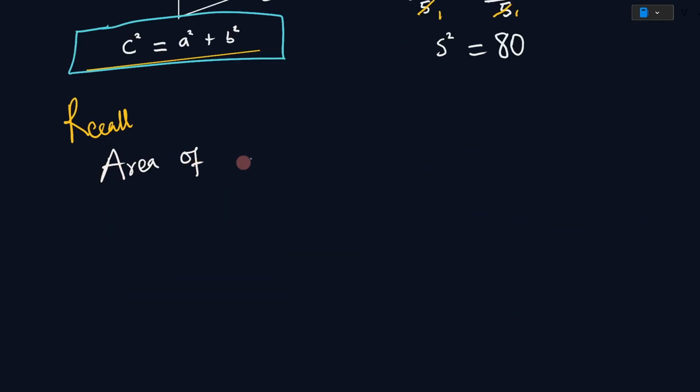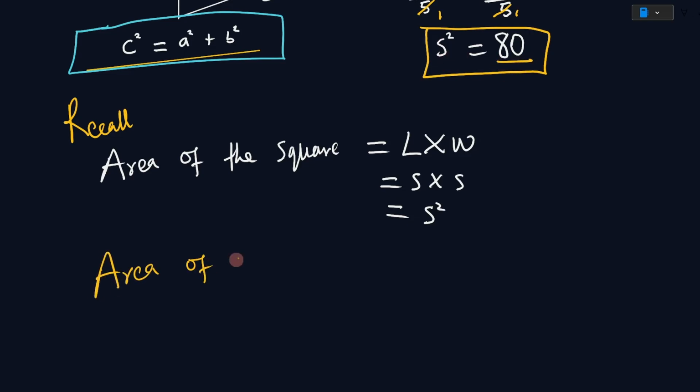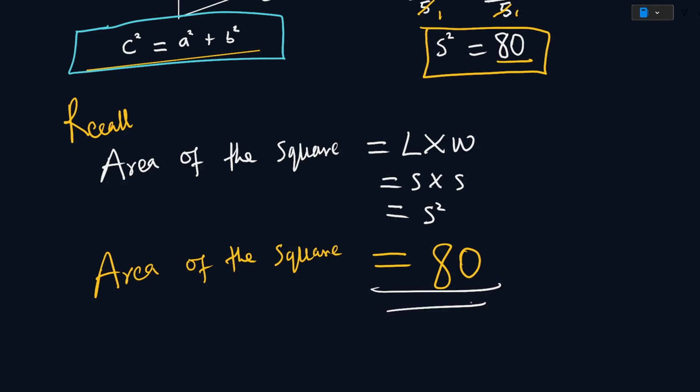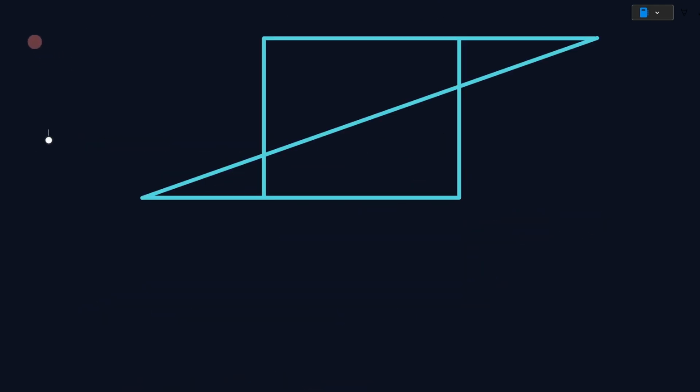The area of the square is length times width, where our length is S and our width is S, which will give us S squared. That means since we have found our S squared to be 80, the area of the square is equal to 80. And this is the area of this square. That is it, 80. If you understood what we did, find the area of this square where this side is 8 and this side is 6 and this side is 14.